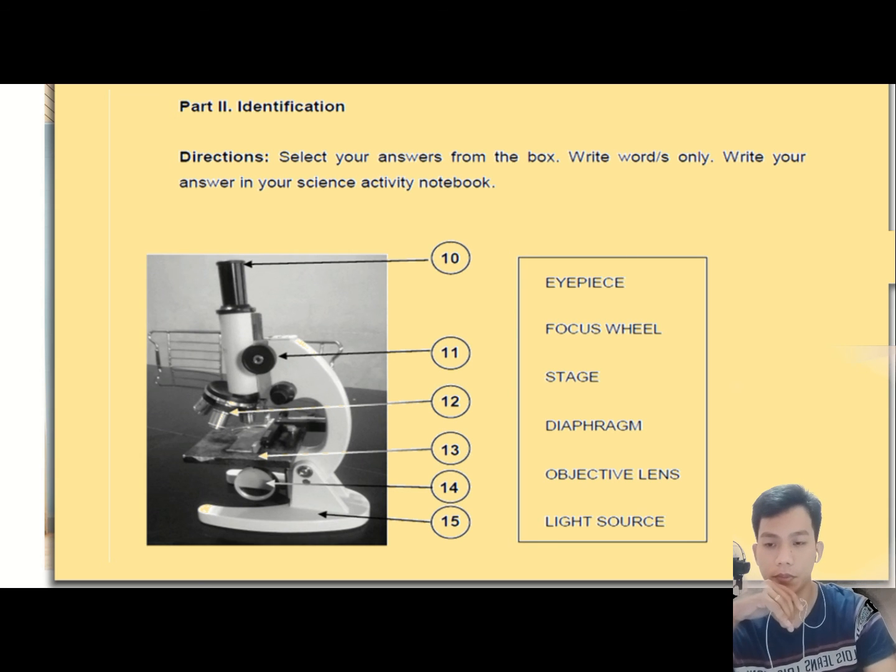And now in the part 2, we have here for numbers 10 to 15. Ang gagawin mo is to identify kung anong part ba yung mismong numbers natin. For example, number 10, o bonus points, number 10. Anong part ba yan? It is your eyepiece. Okay?